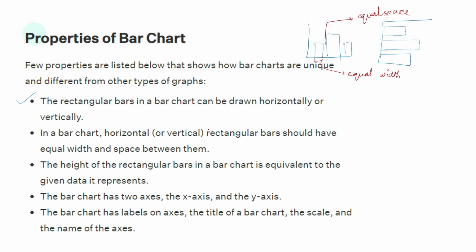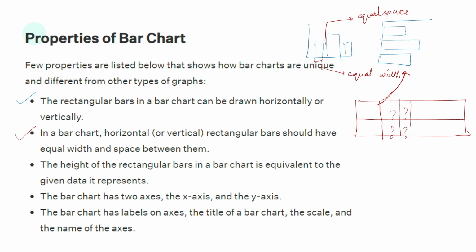The next point says that the height of the rectangular bars in a bar chart is equivalent to the data it represents. So if we have a graph here, and we have the data here, according to these values it will make a bar graph, and this bar graph will be equivalent to the given data.